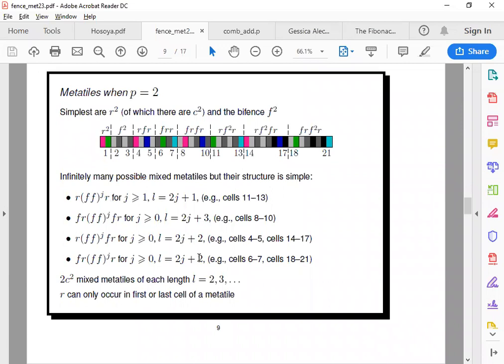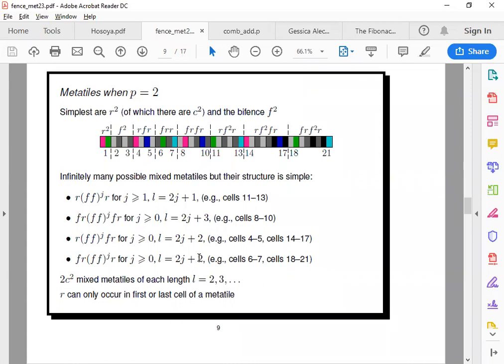So we now look at the p equals 2 case, which will give us ways of getting identities for the meta numbers squared. Now, in this case, the possible meta tiles are relatively simple. We've got r squared and f squared, but the other possibilities actually end up forming quite nice, neat families. The thing to notice is that we always have an r at the beginning and an r at the end of these mixed meta tiles.